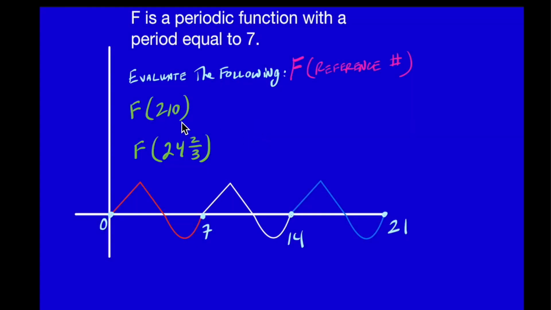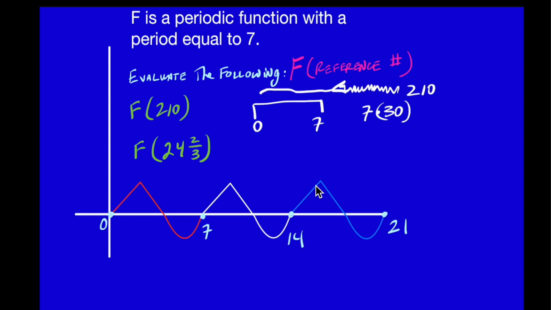Next, we are given f of 210 and asked to rewrite this as f of a reference number. Our reference zone is 0 to 7. We are way out here at 210. We have to move this way, but we have to do it in multiples of 7. So the most obvious one is 7 times 30, which is 210, and if we move this way, we will end up right at 0, which is a reference number.